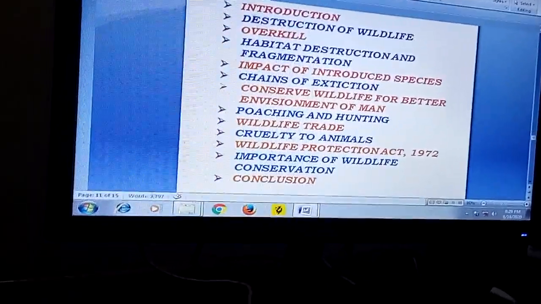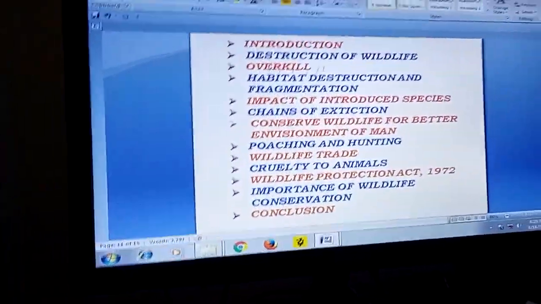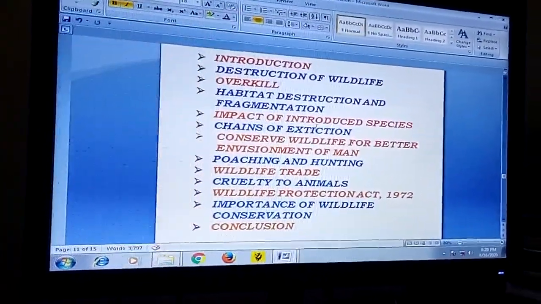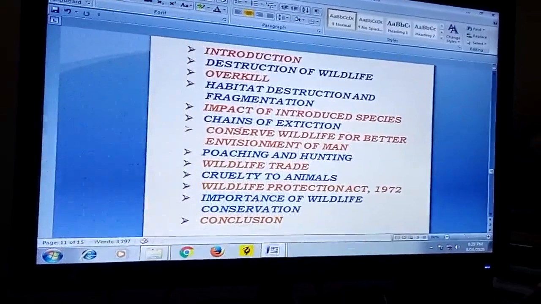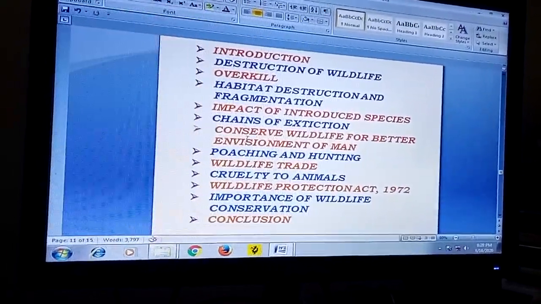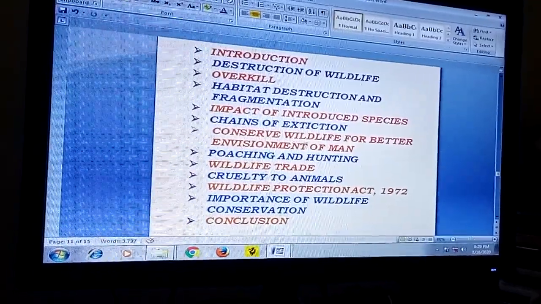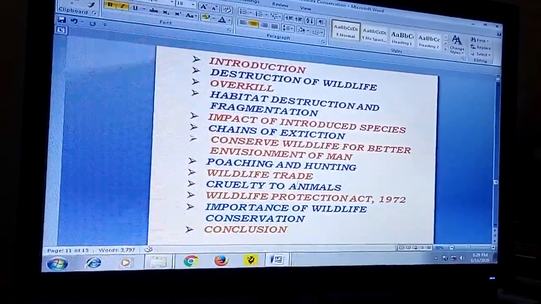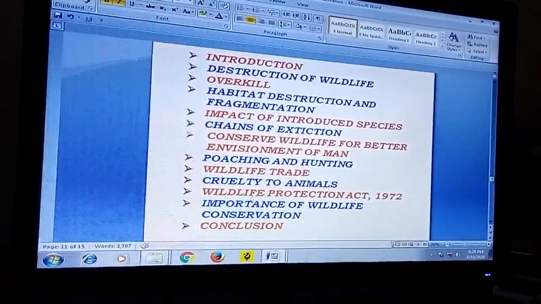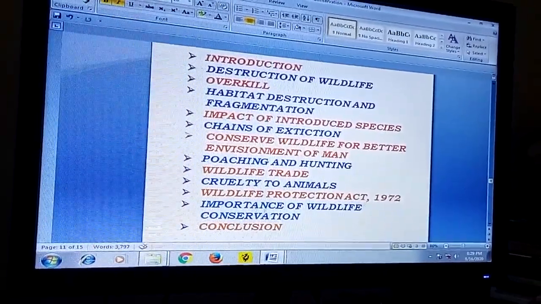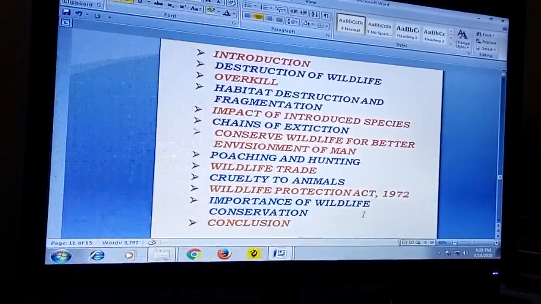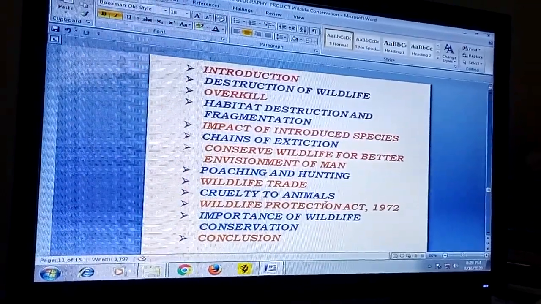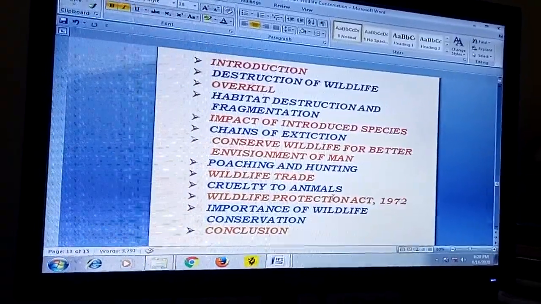Introduction, and there are subtopics: destruction of wildlife, overkill, habitat destruction and fragmentation, impact of introduced species, chains of extinction, then conserve wildlife for better environment of man, poaching and hunting, wildlife trade, cruelty to animals, wildlife protection act, importance of wildlife conservation, and conclusion. That was the topic of wildlife conservation efforts in India. Now there is a second topic also.